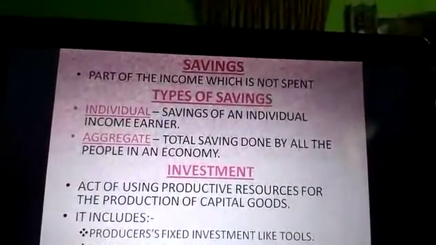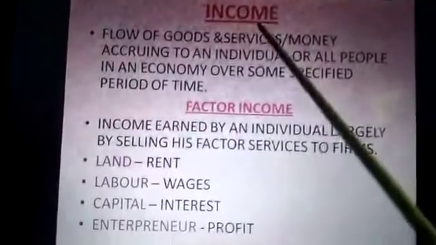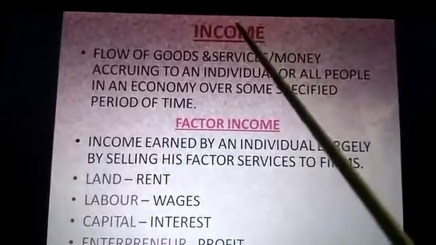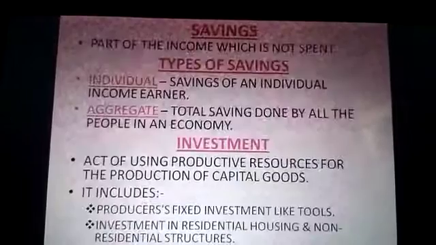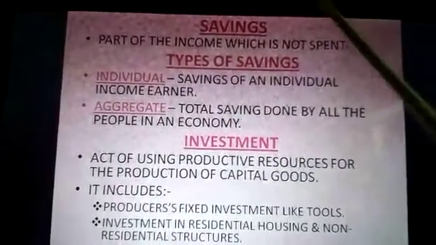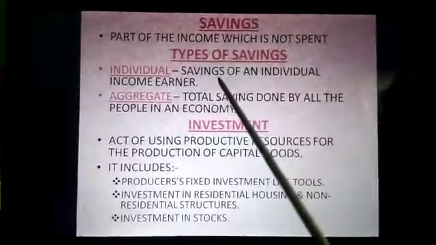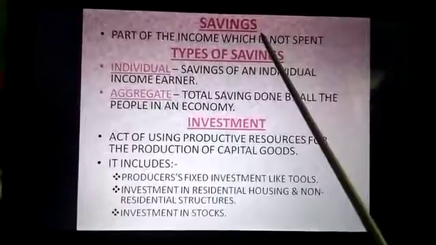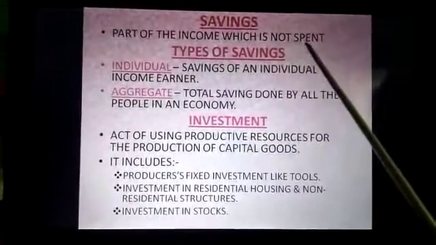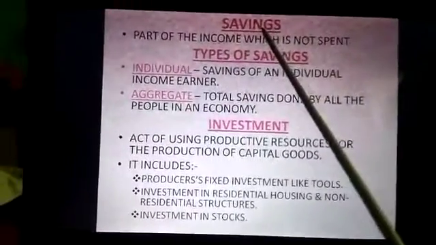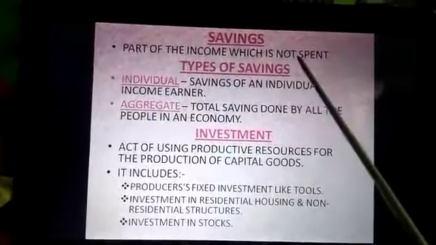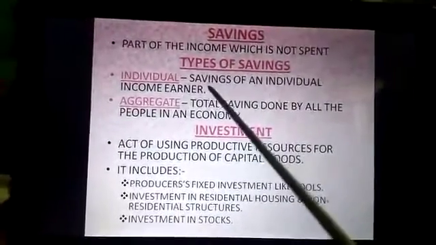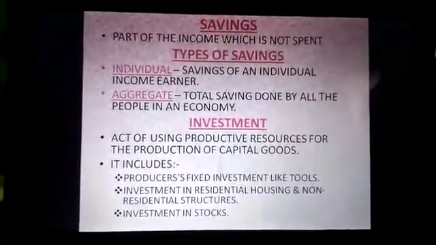A person earns, in the previous slide we had seen what is income. A person earns money by working, that is his income. Out of that income, he spends a particular amount of money on purchasing goods and services which he requires. What he does not require, he saves. He does not spend that, and what he does not spend is known as his savings. The part of the income which he does not spend is known as savings. That means savings is equal to income minus expenditure.